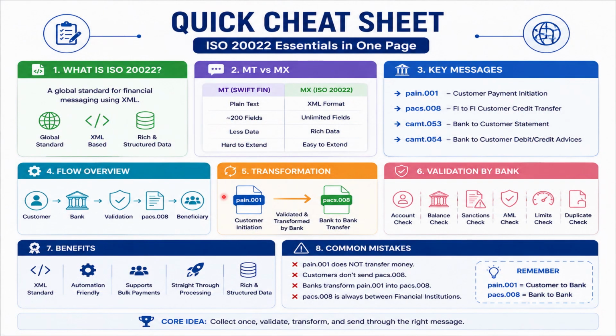Quick cheat sheet. Let's quickly revise. Pain.001 is a customer credit transfer initiation message. It flows from customer to bank. Banks validate the payment instructions. They transform pain.001 into pacs.008. Pacs.008 then travels between banks. Remember this simple flow: customer, pain.001, bank, pacs.008, Swift, receiving bank. That's the complete payment journey.